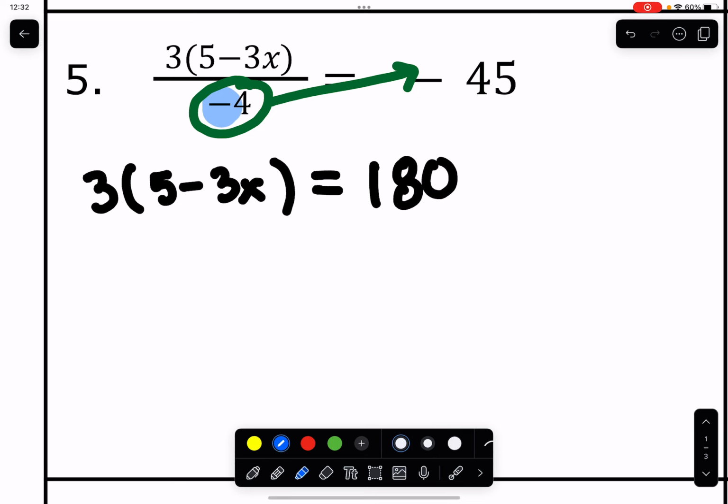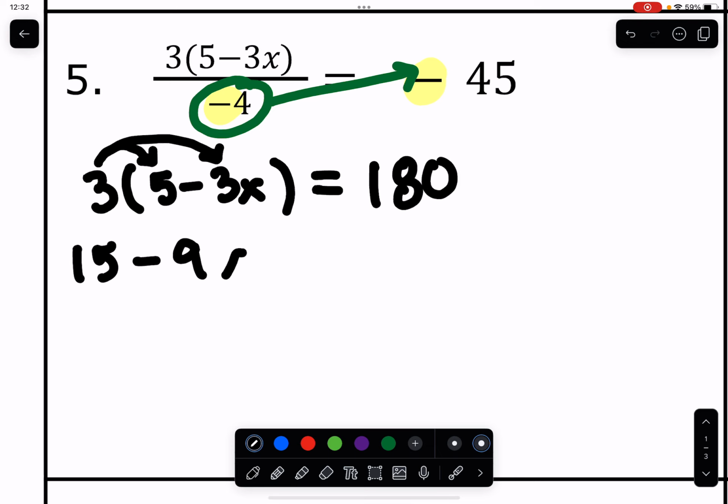Here the negative 4, let me do it in yellow, negative 4 and negative 45, that's going to be a positive 180. And now we follow the other techniques as usual. We're going to distribute this 3 into the parentheses. So we end up with 15 minus 9x equals 180.